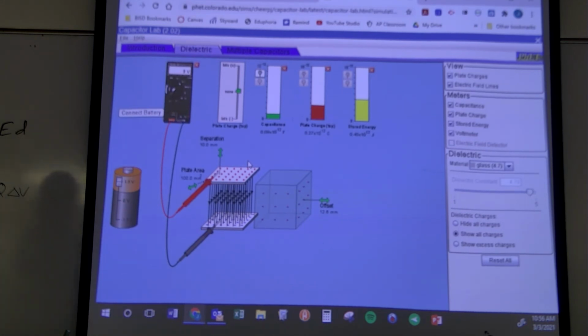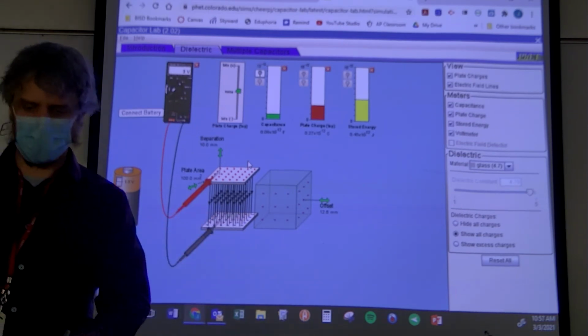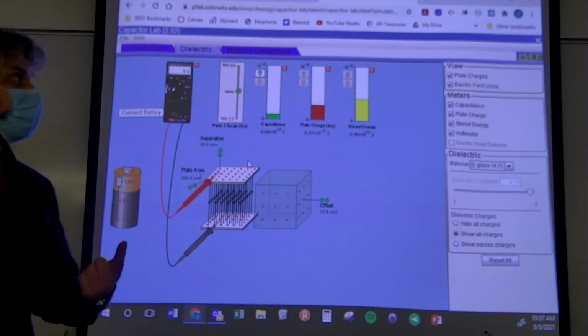So you see what I'm getting at. This is what the lab kind of got your feet wet with. These are the types of questions that you need to deal with when you're dealing with capacitors. And now we have the added complication of dielectrics. So let's talk about that now.